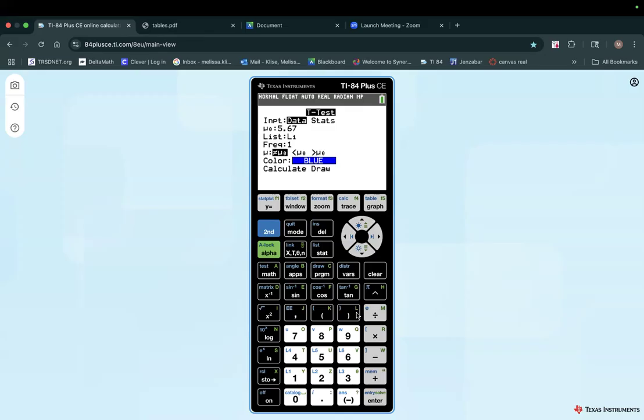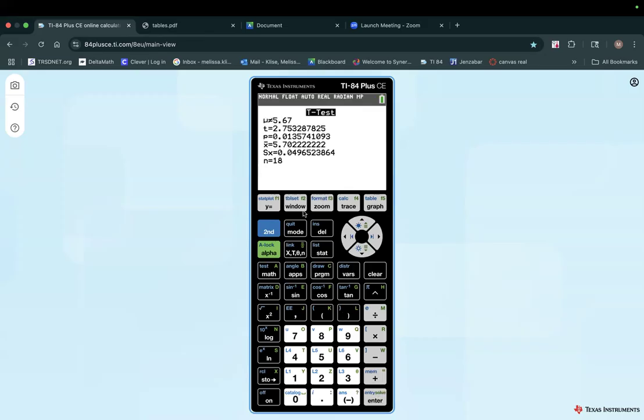Is there evidence to conclude the state quarters have a weight different than 5.67 grams? So this one is not equal to. See this draw right here? This draw is what would tell me if I'm normally distributed, but I don't even want to deal with that. So I'm going to hit calculate.